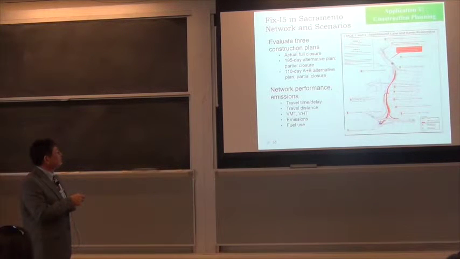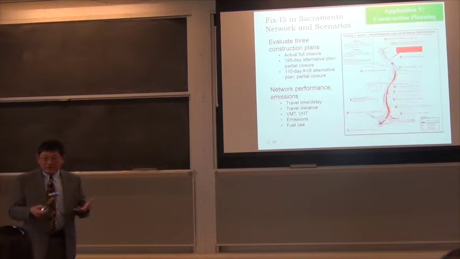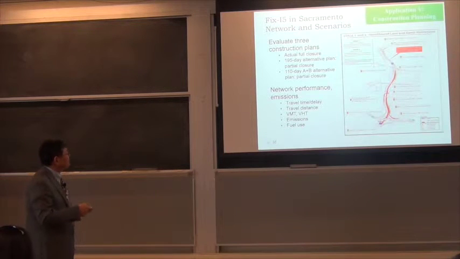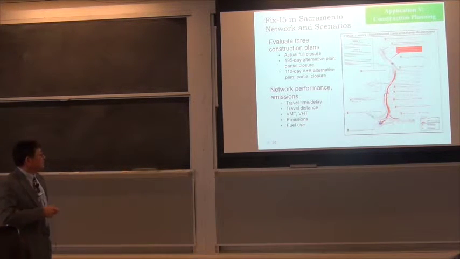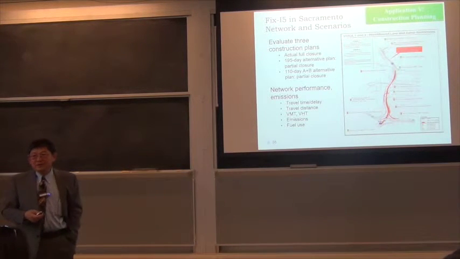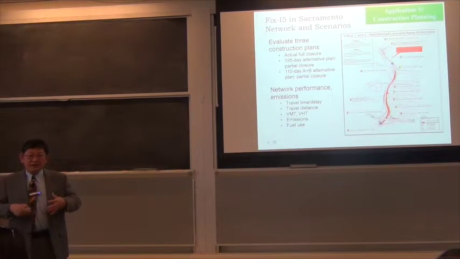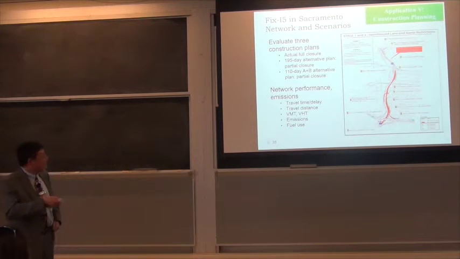alternatives. One is a 90-day partial closure. You close only 2 lanes and some ramps. And then the other is a 110-day plan, they call the A plus B plan. Also, you close part of the lanes and different ramps. We want to look at the statistics on travel time and distance, vehicle miles traveled, and also emissions and fuel use, and look at these different alternatives, how they compare with each other.